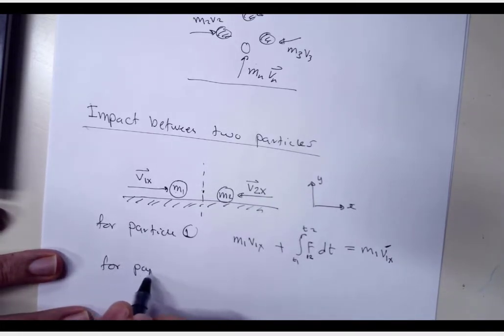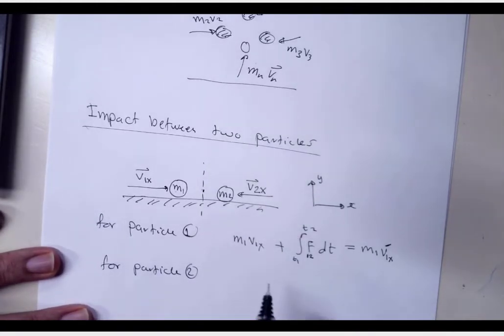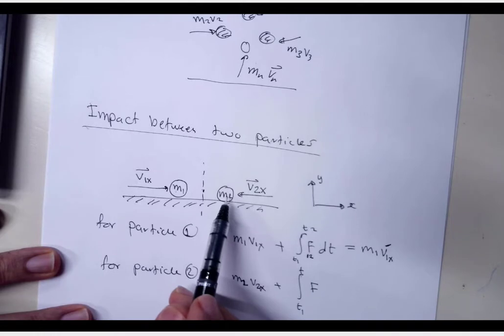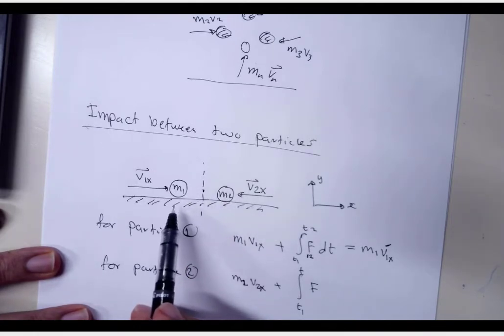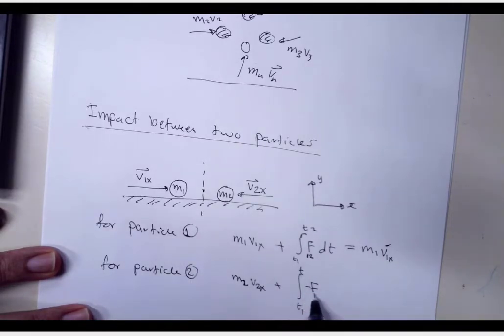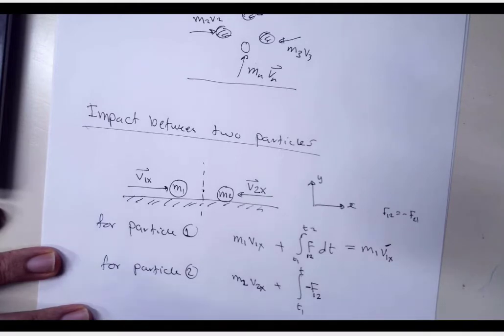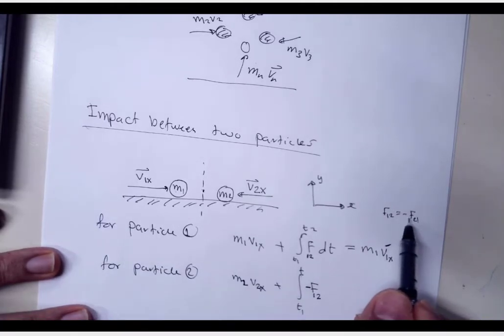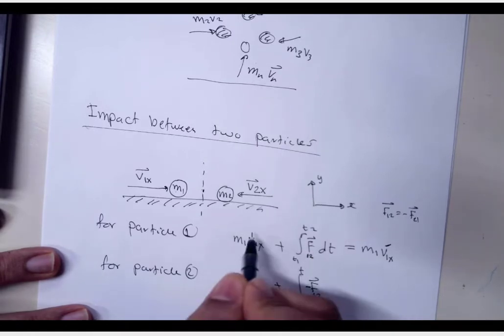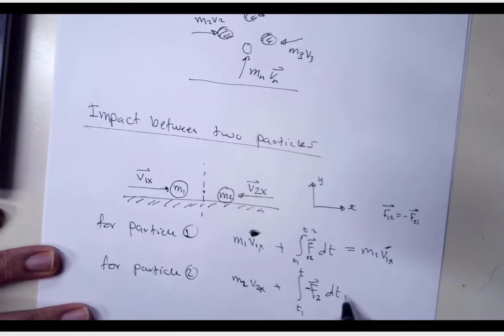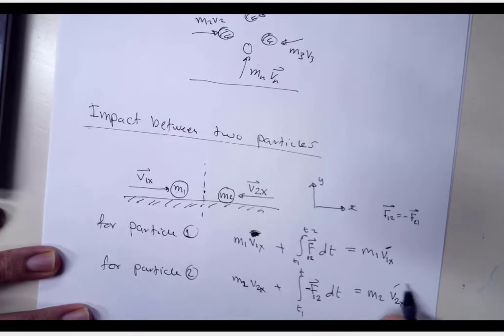For particle 2, that has a mass m2, we expect also the same, m2 v2x plus. Now, the force that is applied from 1 to 2 is the same as from 2 to 1, except that they have opposite direction. So I expect this to be negative F12, because F12 is equal to negative F21, meaning the impulse from 1 to 2 is the same as the impulse from 2 to 1, because that's the impact between the two bodies, and they have opposite direction. All of these are vectors, but here I don't have to put vector because it's only one dimensional. So dt equals m2 v2x prime.